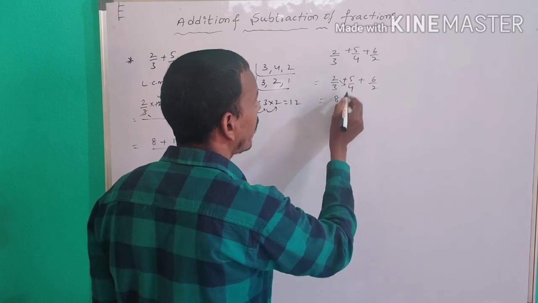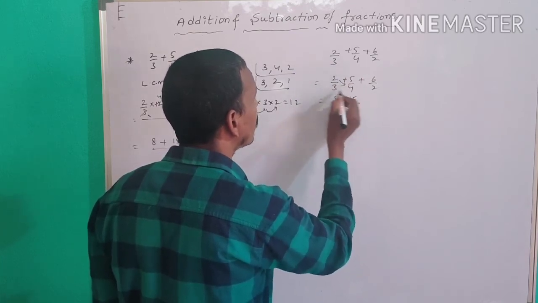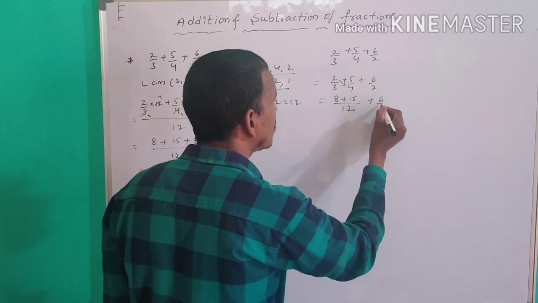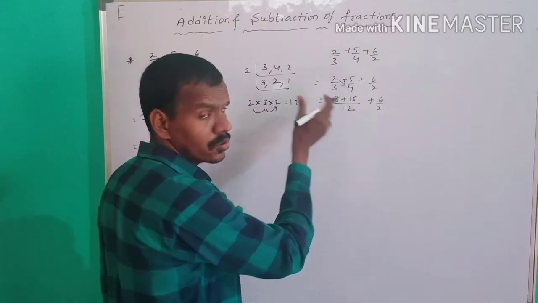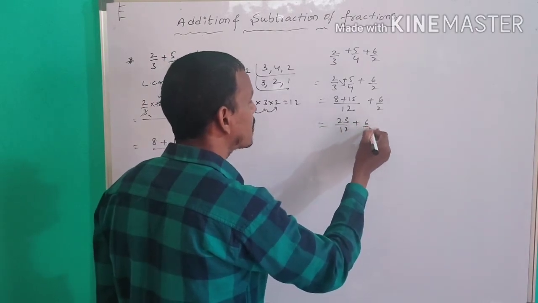So 2 fours are 8, plus 5 into 3, 15. These two are multiplying, again denominators also. 3 fours are 12. And what is the remaining fraction? As it is, we can continue the remaining fraction. 8 plus 15 is equal to how much? That is 23 by 12 plus 6 by 2.